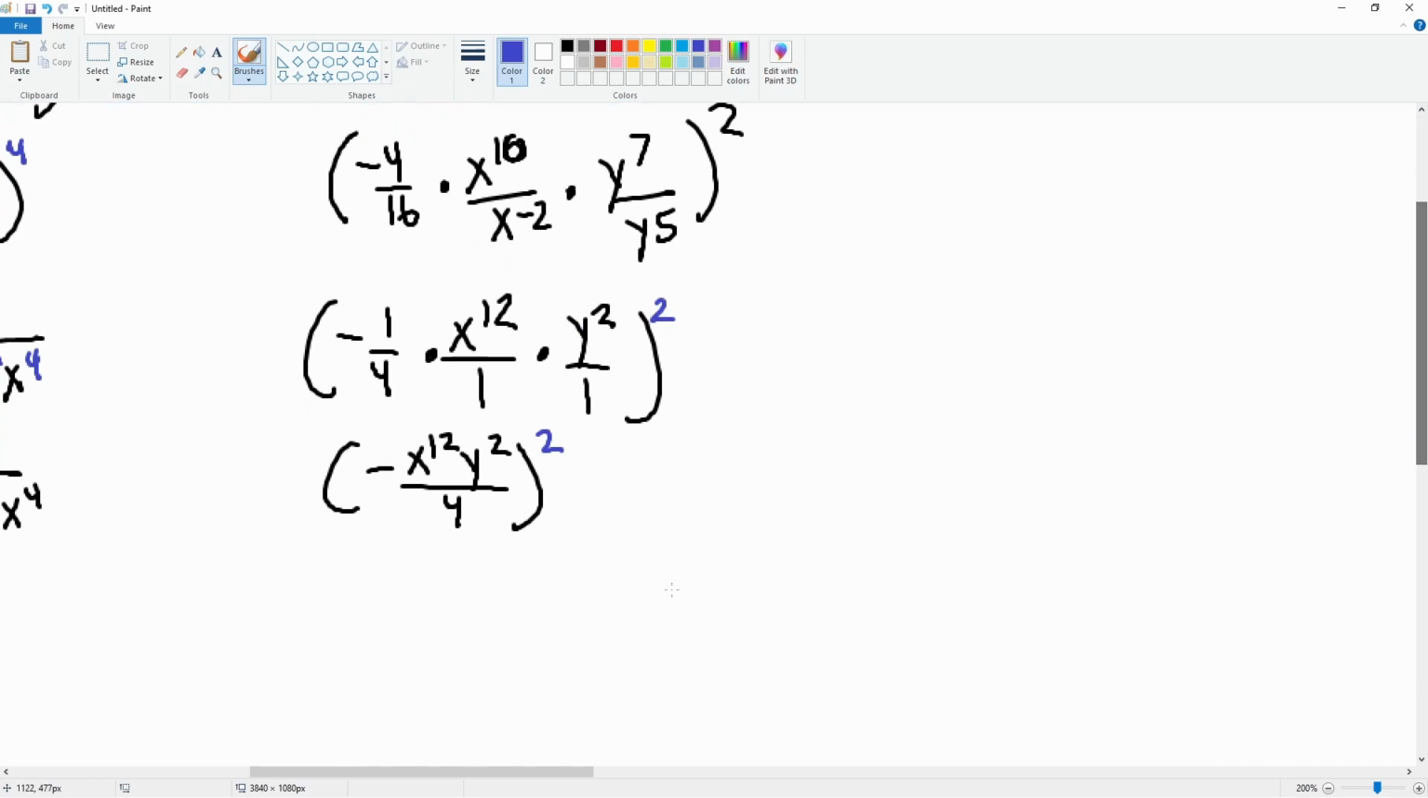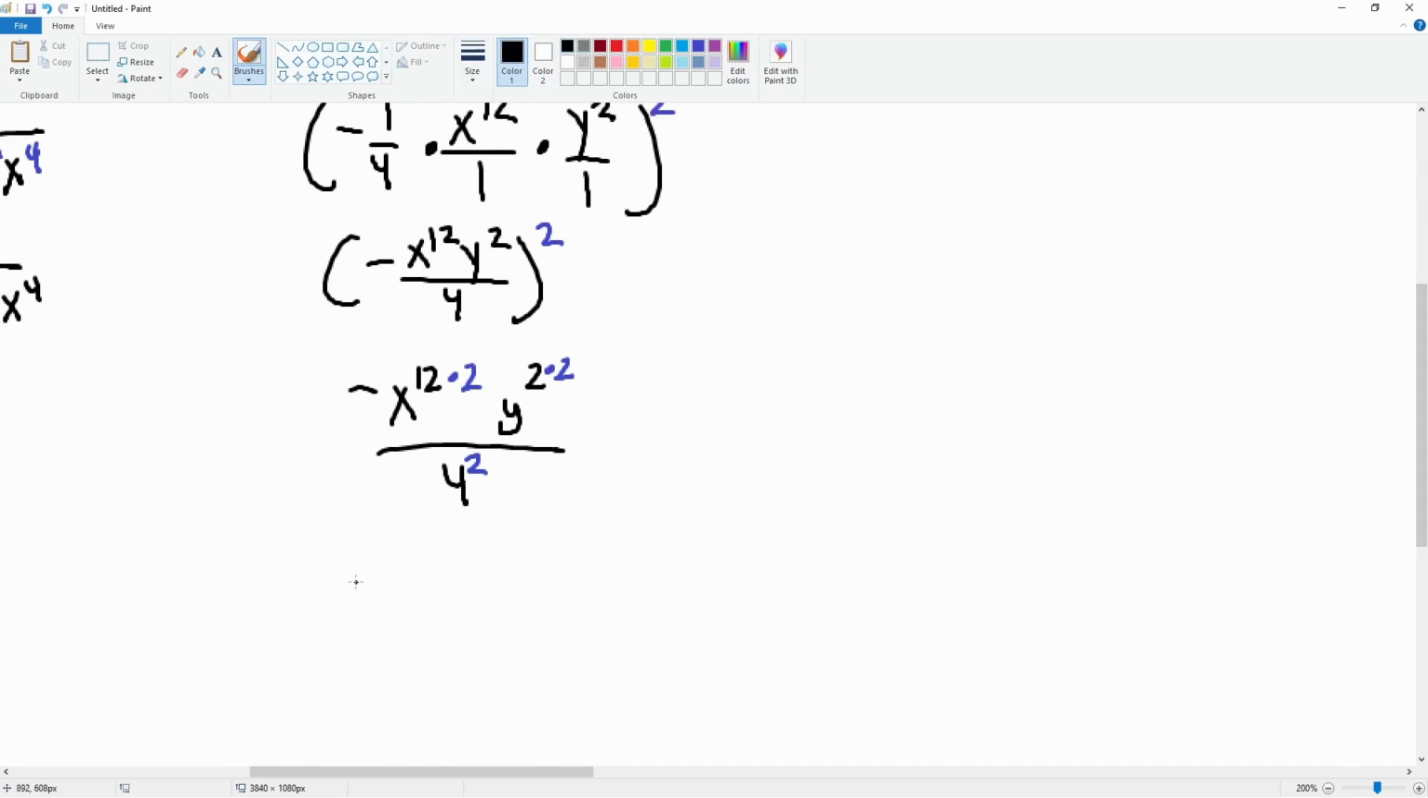Now it gets distributed to everything. Negative x to the 12 times 2, y to the 2nd, that's also going to be multiplied by 2. And then we have a 4 on the bottom, which is also going to be distributed to the exponent of 2. All right, then you have this becomes negative x to the 24, y to the 4 over 4 squared becomes 4 times 4 is 16.